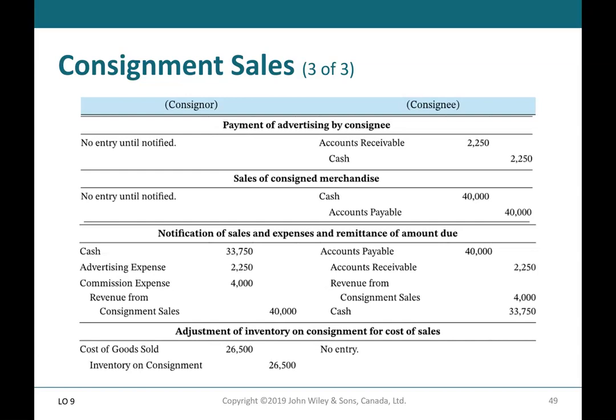For the consignor, debit cash $33,750, debit advertising expense $2,250, debit commission expense $4,000, credit revenue from consignment sales $40,000. For the consignee, debit accounts payable $40,000, credit accounts receivable $2,250, credit revenue from consignment sales $4,000 and credit cash $33,750. Adjustment of inventory on consignment for cost of sales. For the consignor, debit cost of goods sold $26,500, credit inventory on consignment $26,500. For the consignee, no entry.